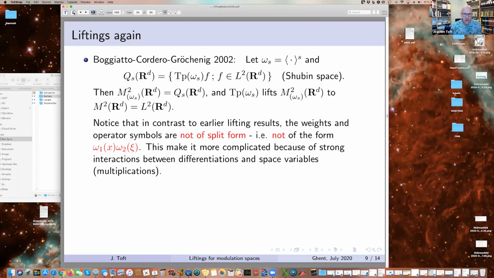This is a more hard lifting result, because here we have a symbol class where you cannot split it up into separate parts. It's not a symbol of split form. It's a symbol where these x and xi variables are mixed. So then we have big interactions between multiplications and differentiations.